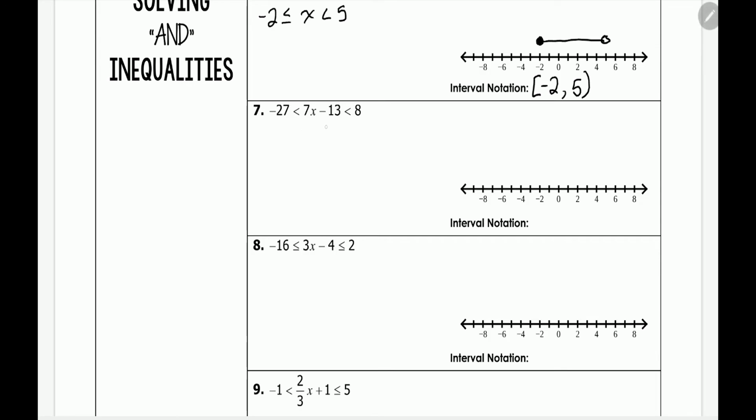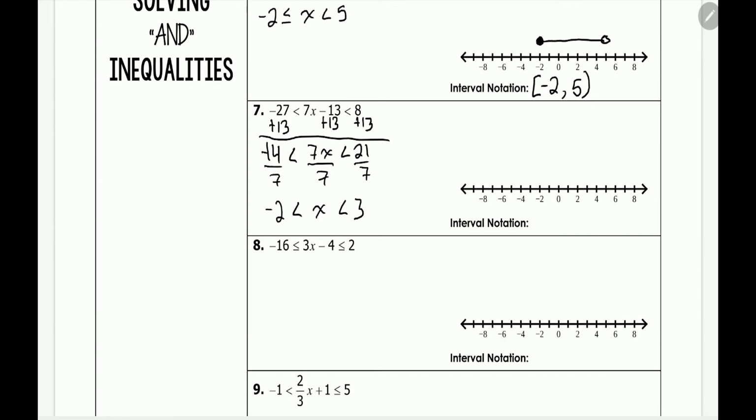Okay, for number 7, we have to add 13 to both sides. That gives us -14 is less than 7x is less than 8 plus 13, which is 21. Then we have to divide by 7. And that gives us -2 is less than x is less than 21 divided by 7, which is 3.